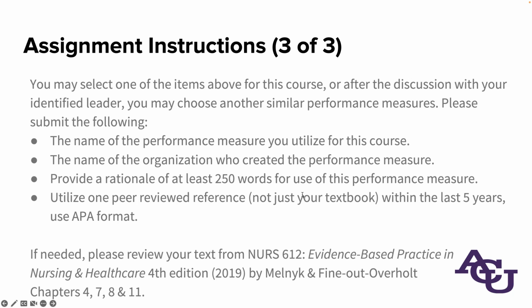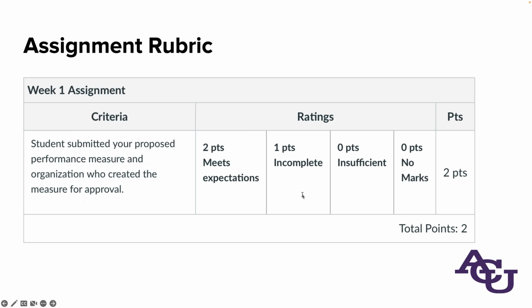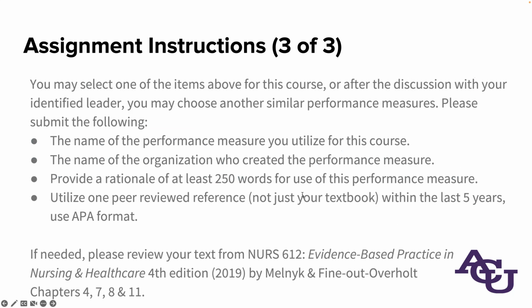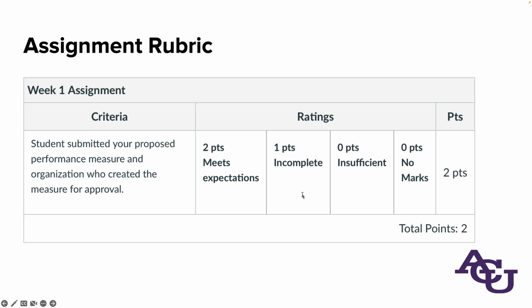And then there's a note that you might want to review some stuff from the Nursing 612 course. If we look at the rubric, it's very basic. It's, hey, did you submit this? Did you put the pieces of information they asked for? All right, now this is a 250-word rationale, so that's about a double-spaced page. So this won't be terribly long. Just want to make sure that you do all the things that they ask.